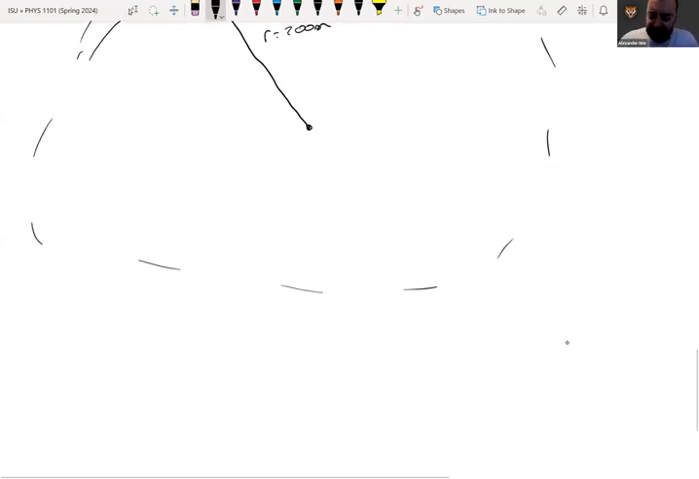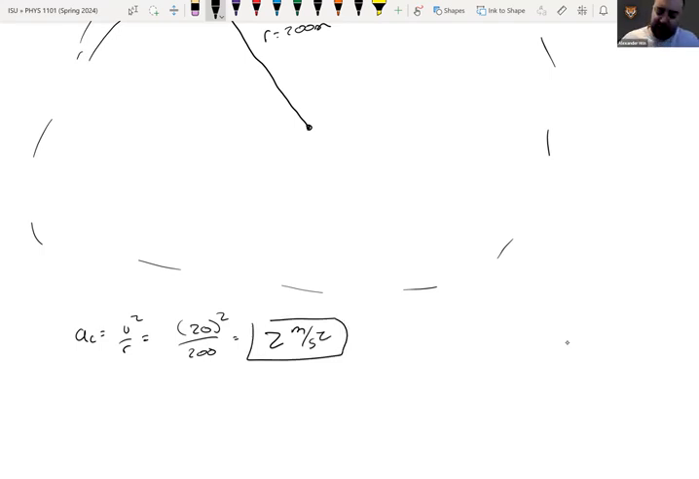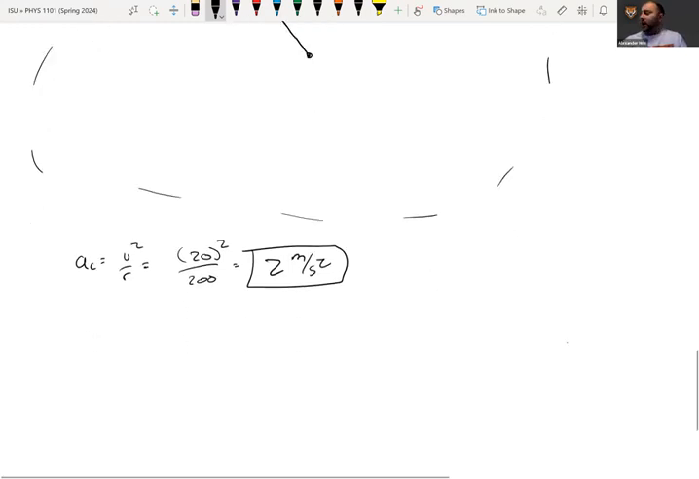And then all you need to do is acceleration equals v squared over r, which would be 20 squared over 200, which would be 400 over 200, which would be 2 meters per second squared. And if you tried to make this circle tighter, your acceleration would go up. Alternatively, if you tried to go faster, your acceleration would go up. Okay, so that's the key behind that one.